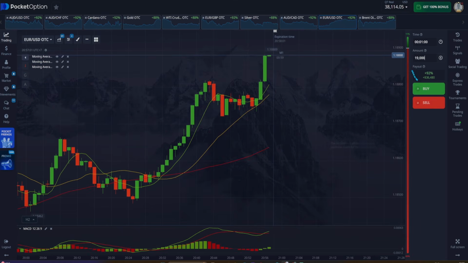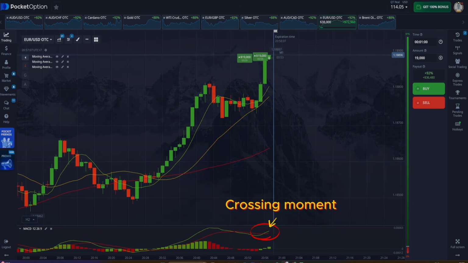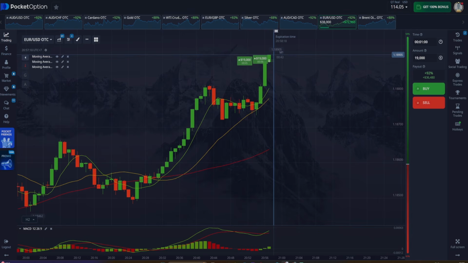Look at the MACD indicator. We've got another bullish crossover. The main line cuts above the signal line, and the histogram is turning green. This shows buyers are stepping back in with fresh momentum. I'm taking a buy on MACD again because the probability for an upward move is still strong. Let's watch how the price reacts.